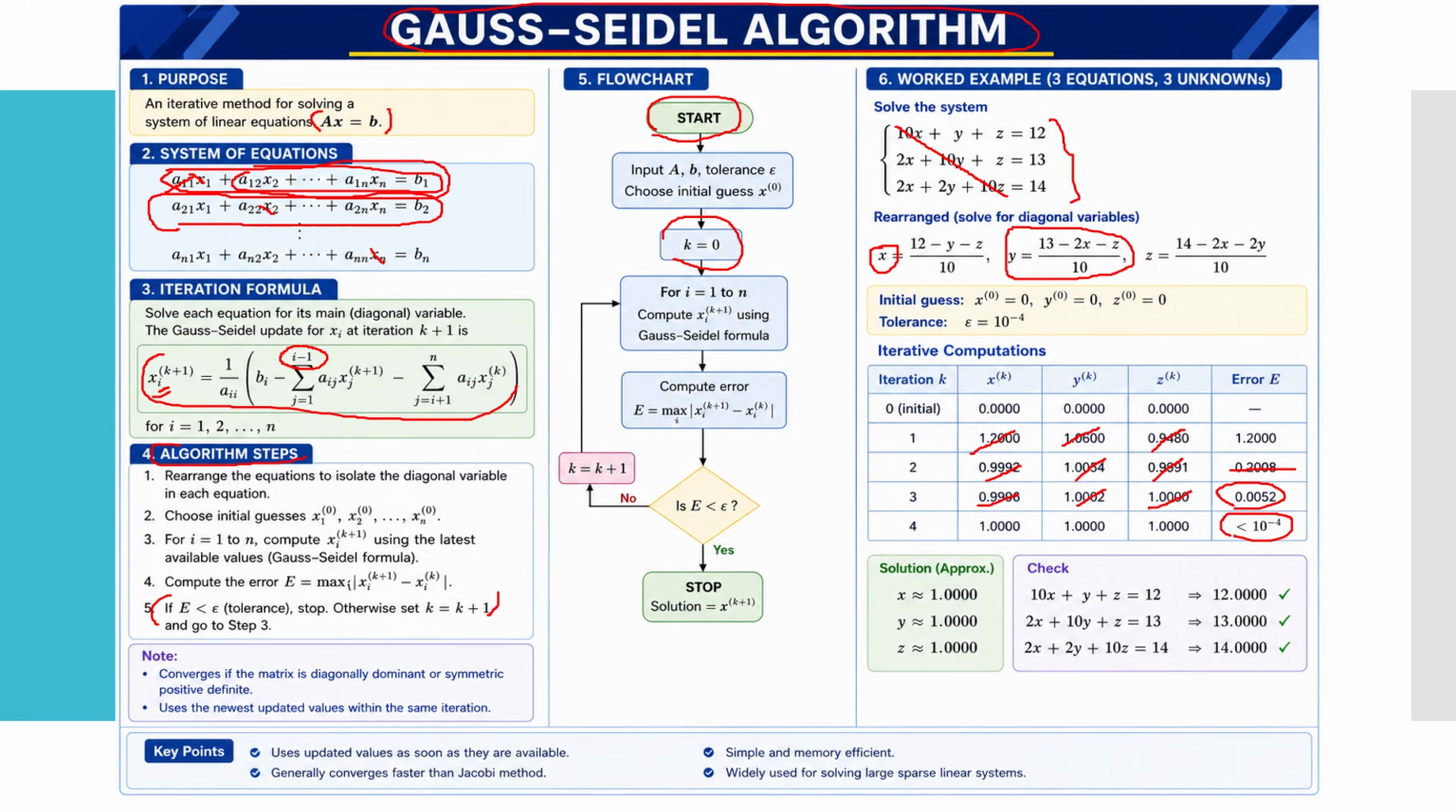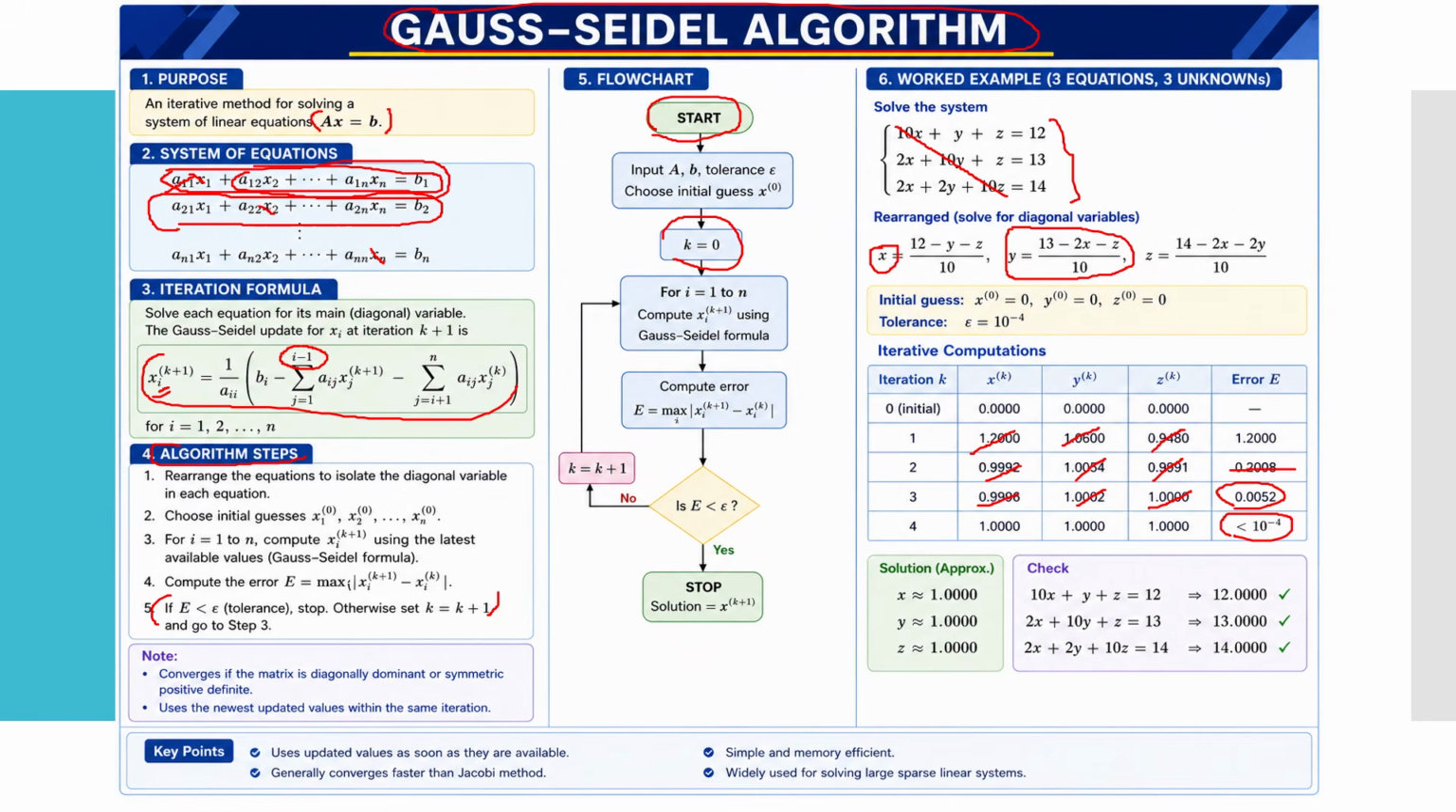We can check whether the solution is correct or not. In the first equation we have 10x plus y plus z is equal to 12, so if we replace all variables with 1, it becomes 12, so it's perfect. Again, if we replace all variables with 1 in the second equation, 2 plus 10 plus 1 is 30. Again, if we replace that in the third equation, it becomes 40. This is how we can solve the linear system of equations by using Gauss-Seidel.